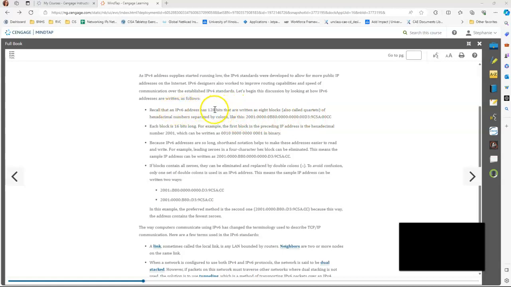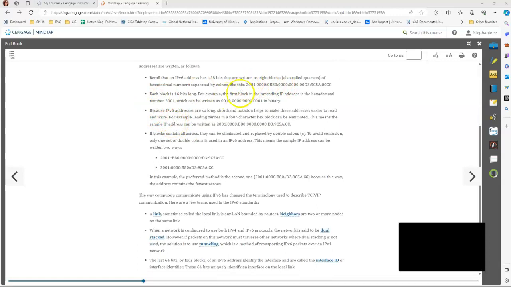So we've got 128 bits, 8 blocks. These are called quartets. So we've got hexadecimal numbers separated by colons. So we've got 1, 2, 3, 4, 5, 6, 7, 8. Each one of these is called a quartet. So we've got 8 blocks or quartets.